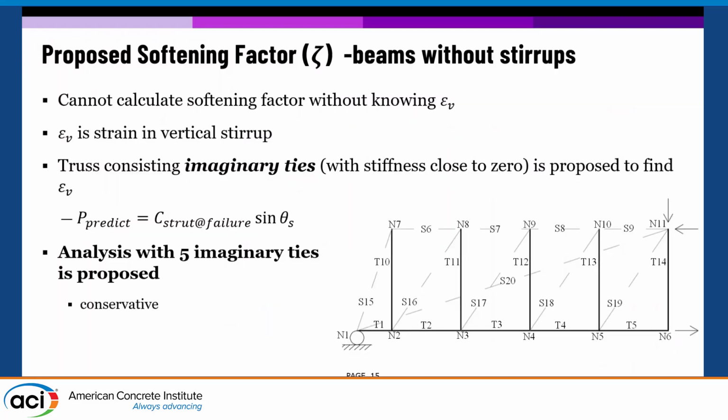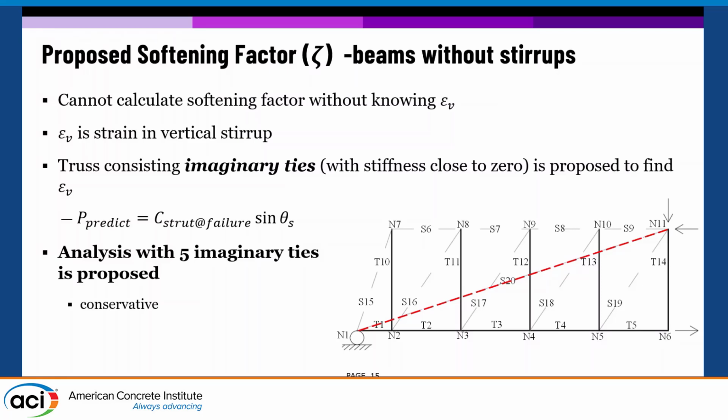Then we had problems with beams without stirrups, because how are we going to calculate strains in transverse directions if we don't have stirrups? In the other model, we had stirrups. So here we came up with the idea of imaginary ties. This is the model that we used to calculate the softening factor for S20. We put ties in the cross section, but they have practically zero stiffness.